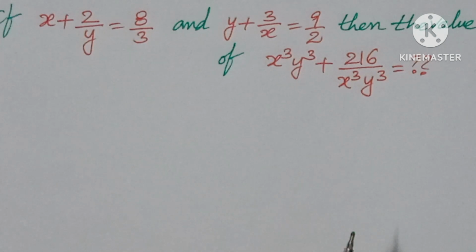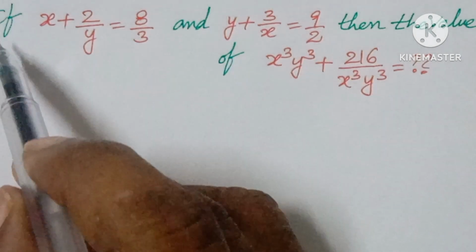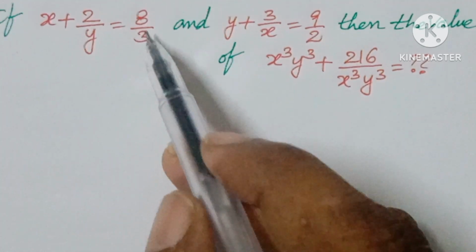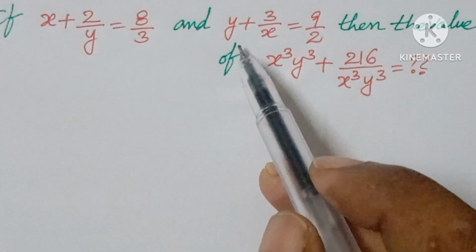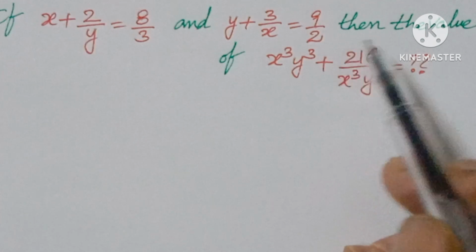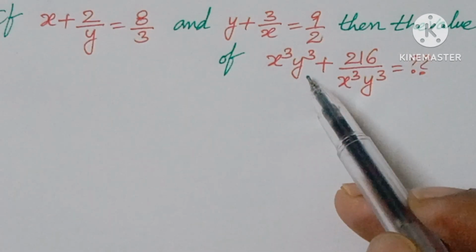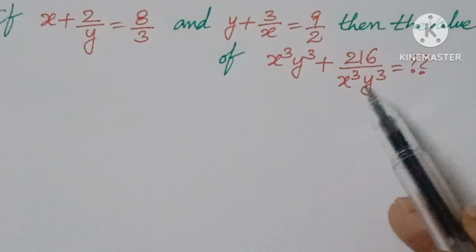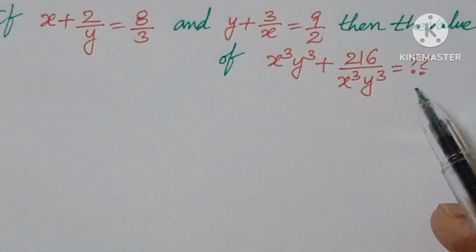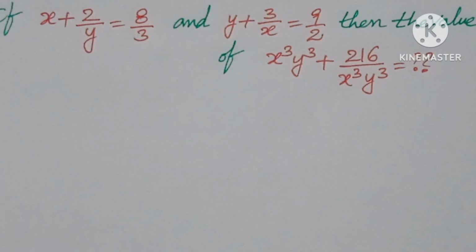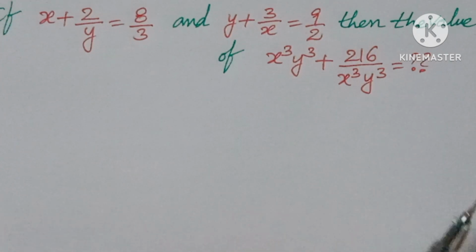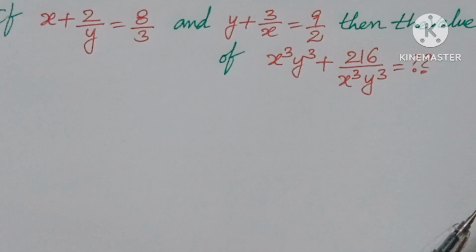Today we are going to see one Olympiad problem. Here the question is given: if x plus 2 by y equals 8 by 3 and y plus 3 by x equals 9 by 2, then the value of x cube y cube plus 216 over x cube y cube is equal to how much? As you are going to solve this problem, pause the video for 10 seconds and try it.